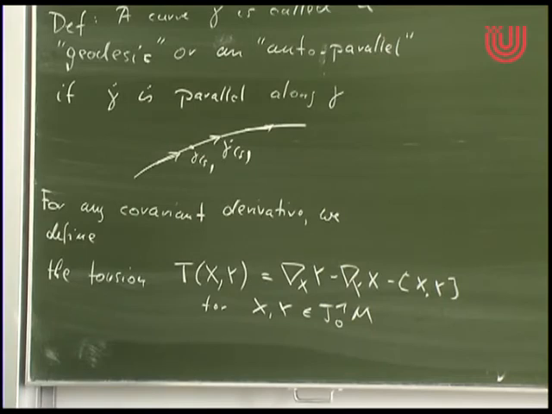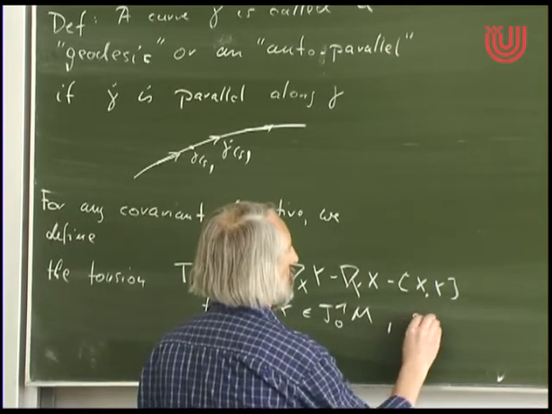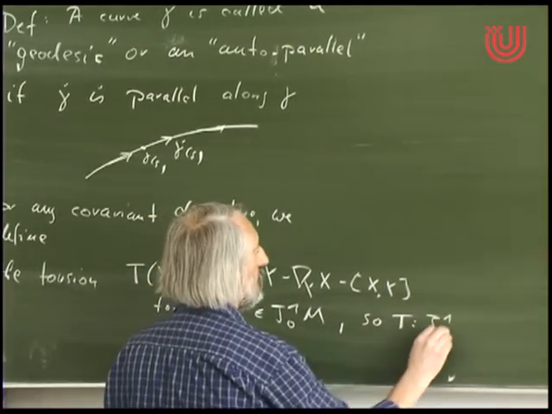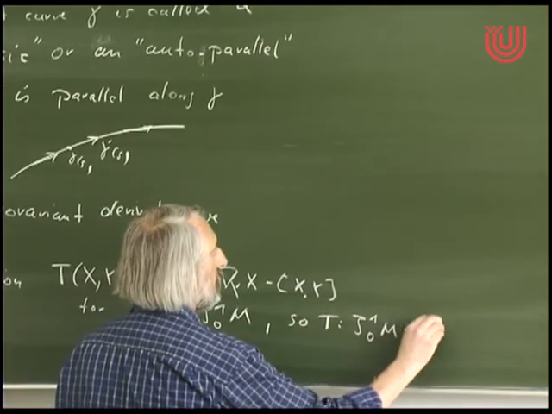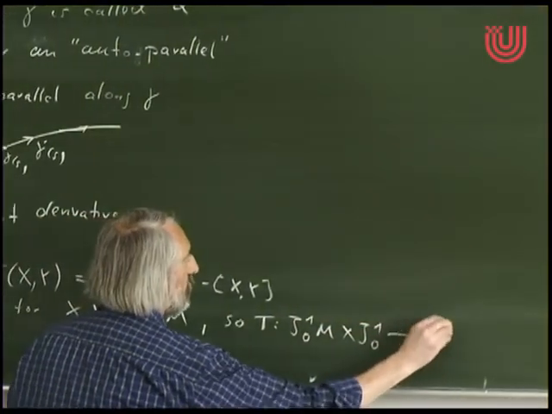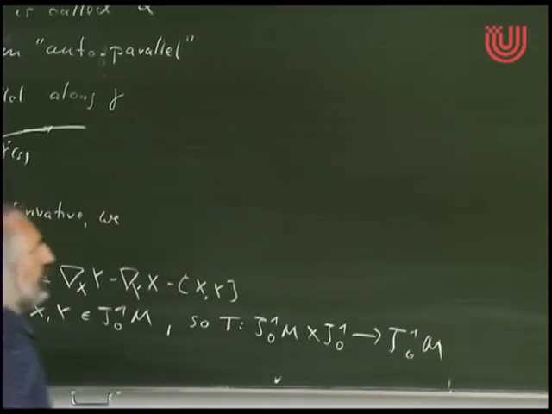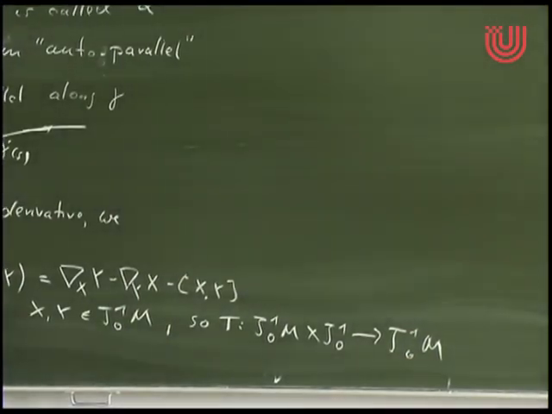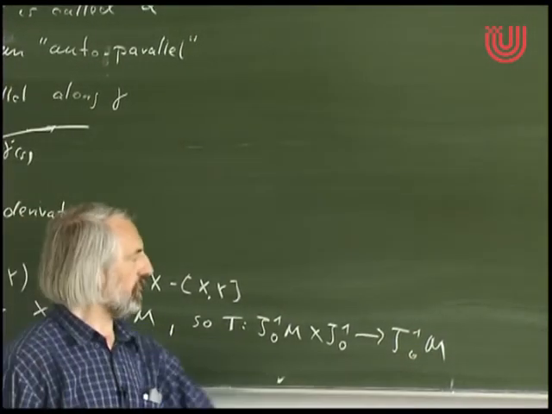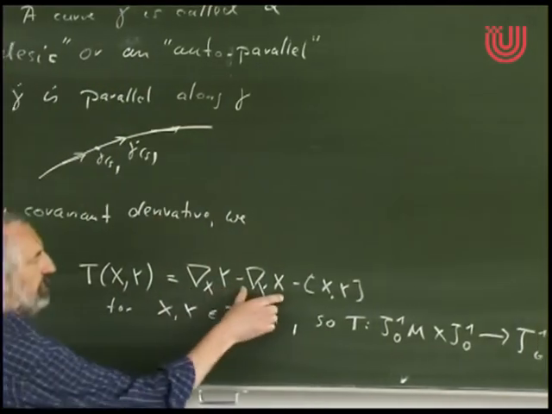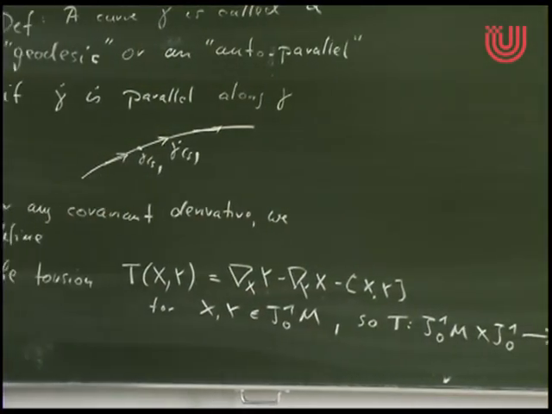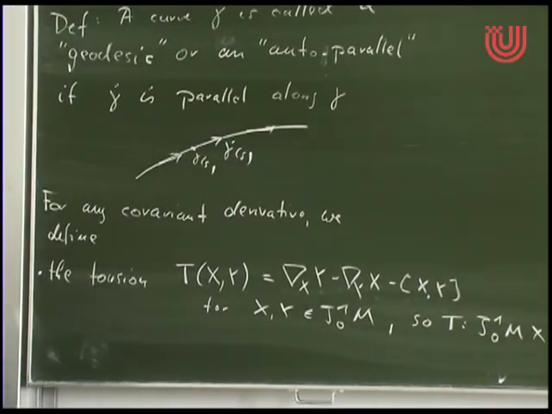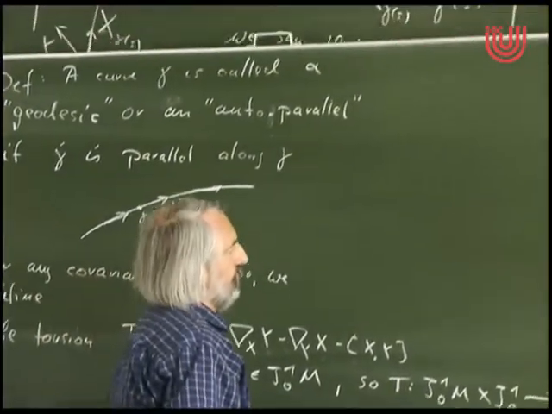So T is an operator which goes in this sense. It has two slots. You feed vector fields into the slots, and the outcome is again a vector field. Each term is a vector field. So that's the torsion. We will discuss it in a minute.